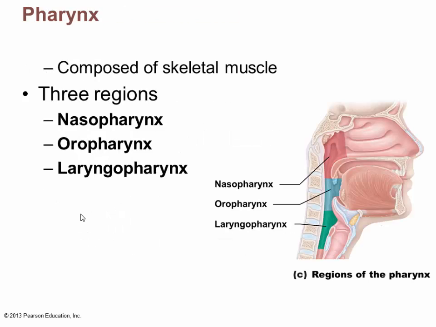Now, moving our way down, so we are up in the nose in this nasal cavity region. Now we're going to move to the back region. This is known as the pharynx. It's all composed of skeletal muscle. It's a tube that's about 5 inches long. And there are 3 different regions that we'll start at the top, but again, working our way down. We've got the nasopharynx, the oropharynx, and the laryngopharynx, all named for where they are.